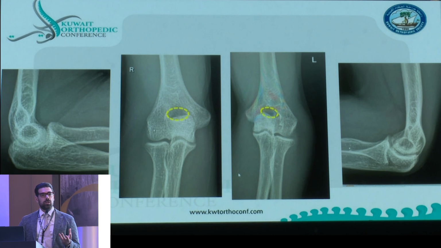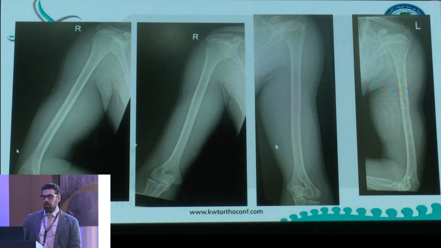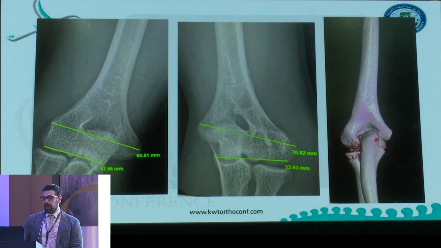There is a rotational problem also. It's not purely a coronal deformity, there is some rotation. Then you should always get a full length view with the joint above and the joint below. As we tell our medical students, you should assess the shoulder, the elbows, and both planes. Then you draw your joint line and epicondylar axis line. You can see there is some angulation on the affected side.